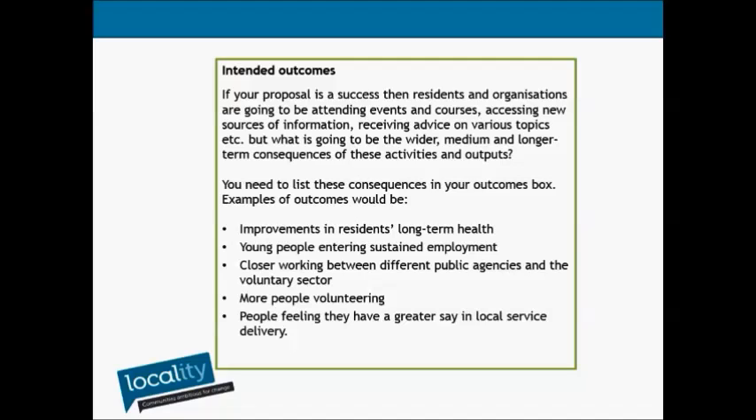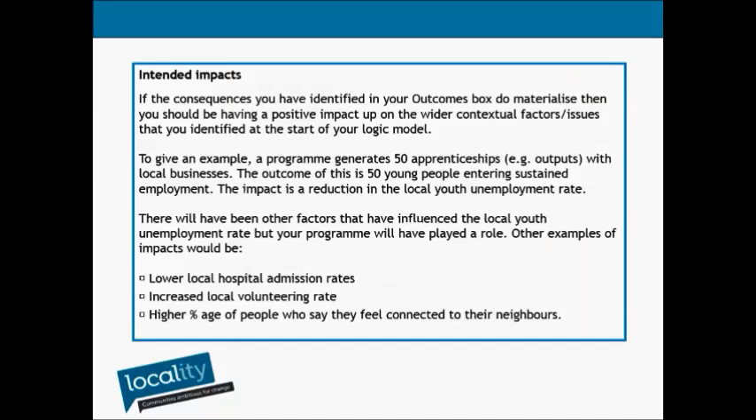And examples of outcomes would be improvement in residents' long-term health, young people entering sustained employment, closer working between different public agencies and the voluntary sector, more local people volunteering, and people feeling they have a greater say in their local service delivery. So if the consequences you've identified in your outcomes box do materialise, then you should be having a positive impact upon the wider contextual factors that you've identified at the start of your logic model.